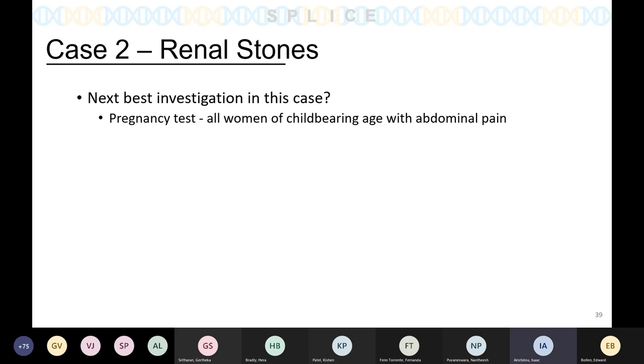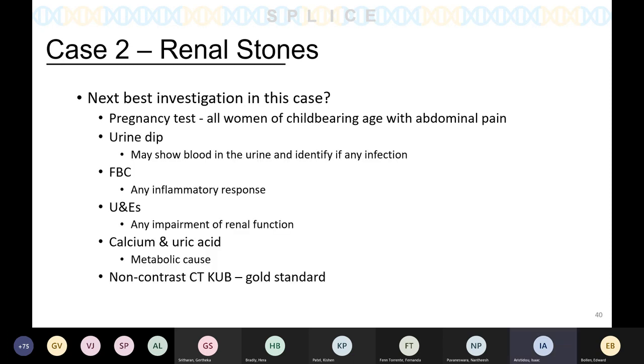Pain relief, yeah, good. Urine dip, we've said. U&Es, nice. Okay. So urine dip may show blood in the urine and identify any underlying infection. FBC, we can see an inflammatory response there. U&Es, an important one, because if the stone has caused quite a severe blockage, you can get back up to the kidney and cause renal impairment or AKI.